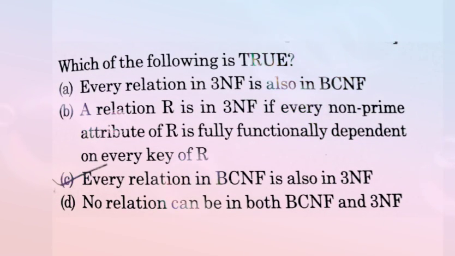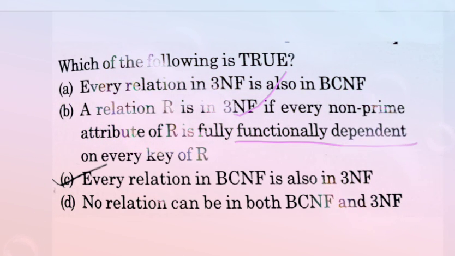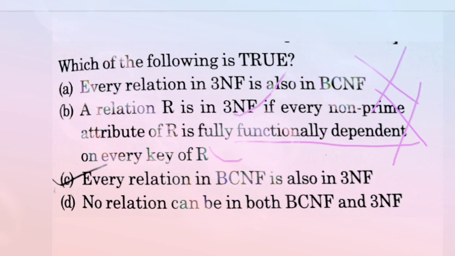Which of the following is true? There are four options. Option A: every relation in the third NF is also in BCNF. No, it's not mandatory, so this is a false statement. Option B: a relation R is in third NF if every non-prime attribute of R is fully functionally dependent on every key of R. So this is also a false statement.